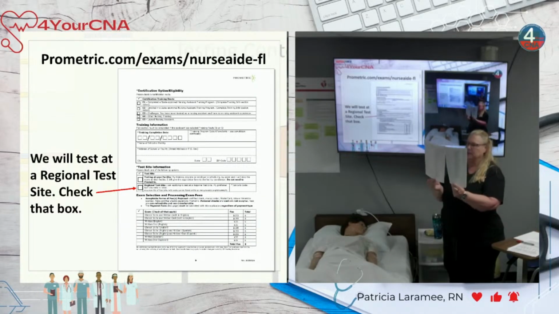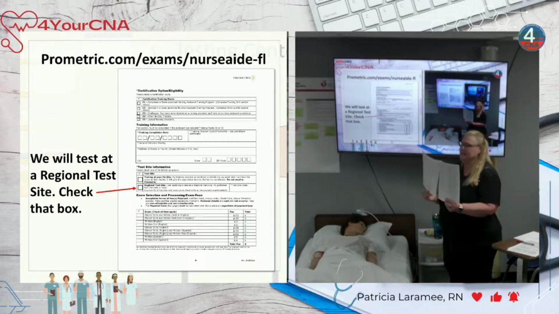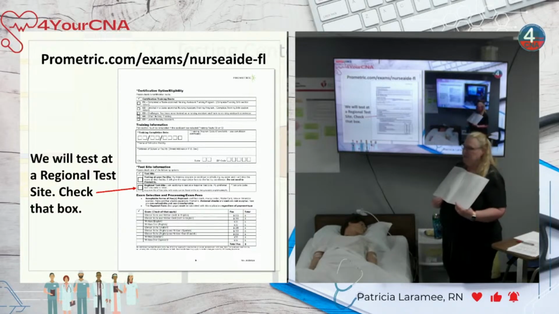These 2 pages right here are our test site lists. I broke it up into regions for you. We're in the central region.